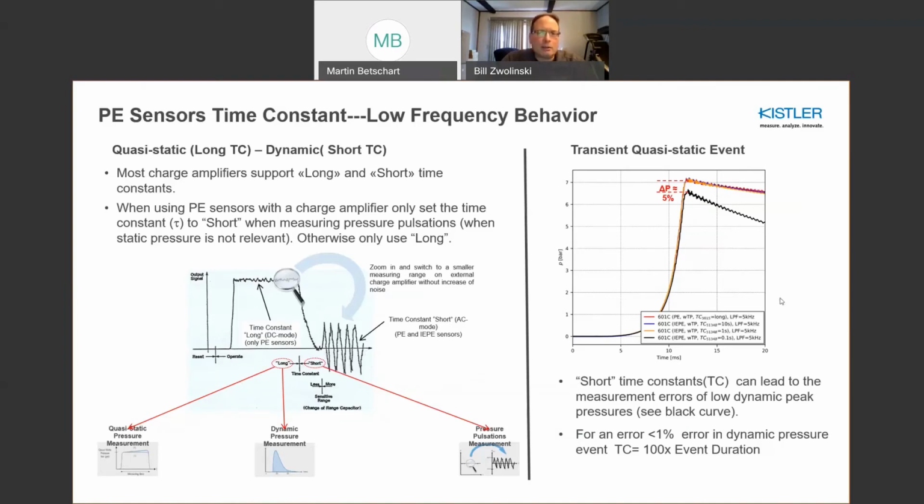Obviously, with transient or quasi-static events, you need a time constant that's always on the order of 100 times the event duration. What we show here is that if you do this, you don't end up with disparities in the measured signal versus the process signal out of the charge amp. So again, a general rule is time constant is 100 times the event duration. This is for short duration transient events, transient quasi-static events or static events.